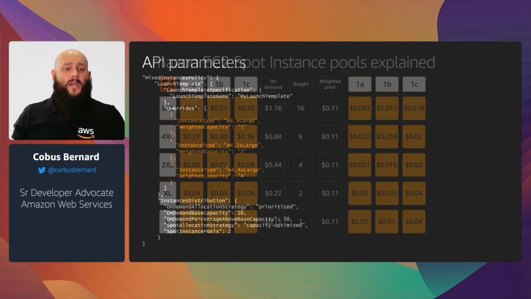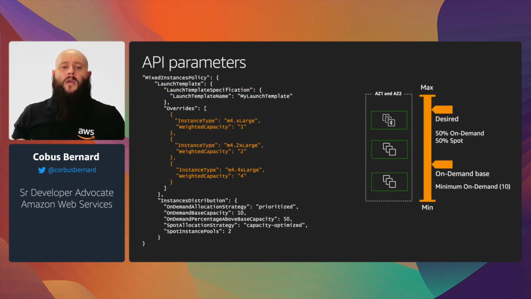And I'm just going to quickly show you what the API looks like for that. Firstly, you would define the instance types you want and specify the weightings that you give them. You'd also specify the minimum, maximum and desired count that you want on your auto-scaling group. Then you would say that you use the on-demand allocation strategy called prioritize, and this is the only one currently available.